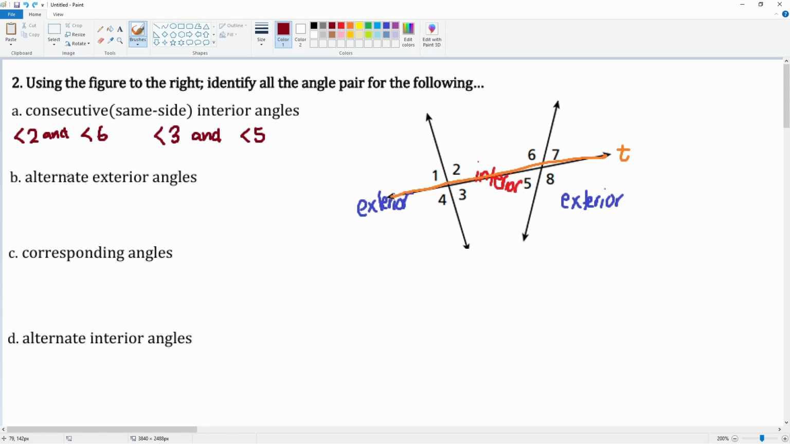Next, you want to look for alternate exterior. Alternate exterior has to be on the outside. Alternating is when you're on one side of the transversal and you go to the other side of that transversal. So we can say angle 1 and angle 8 would be alternate exterior. The other angles on the outside, 4 and 7, would be the other one.